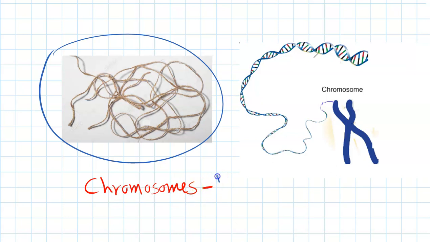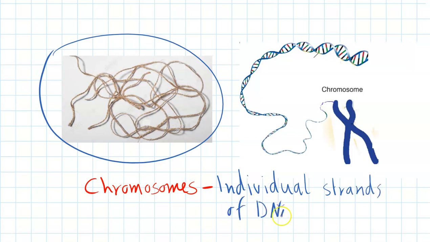So chromosomes are individual strands of DNA. And you can see here, so here's a molecule of DNA. Just looks like a piece of string, but that individual molecule we would call a chromosome.